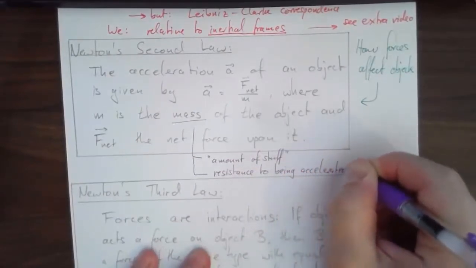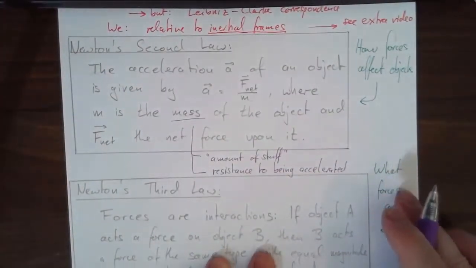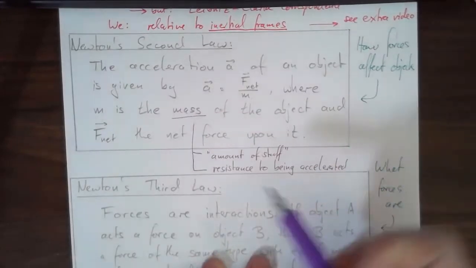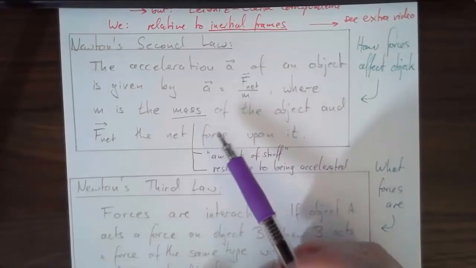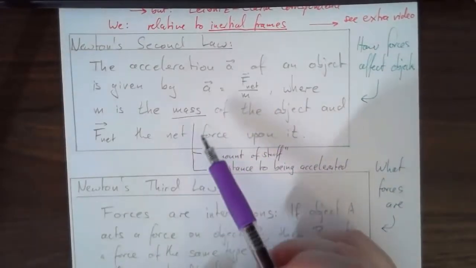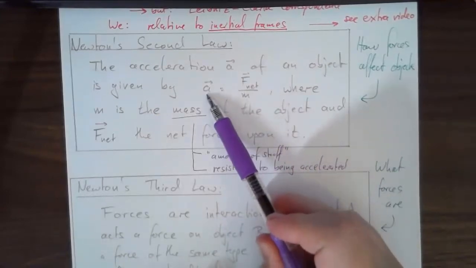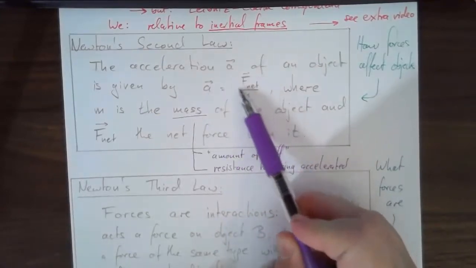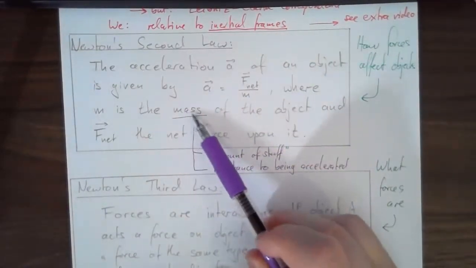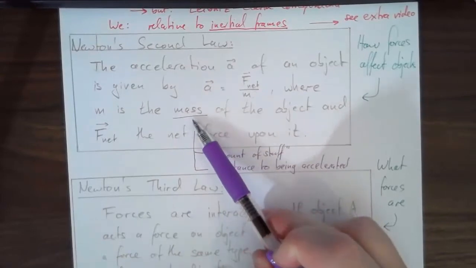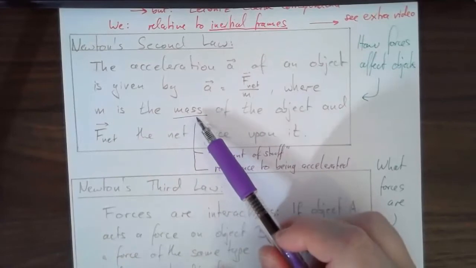So mass is kind of an inherent property of an object, right? I give you a piece of rock, and it has a certain mass. It's an inherent property that determines how this piece of rock is going to respond to forces acting on it, like how much it is going to accelerate if I act on it with a certain net force.